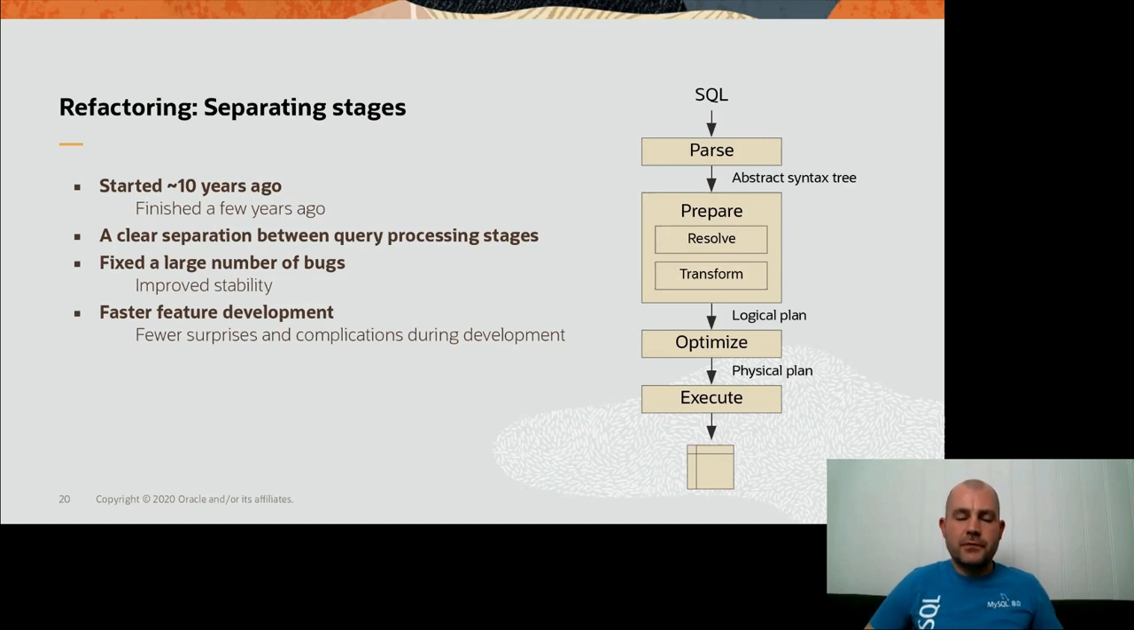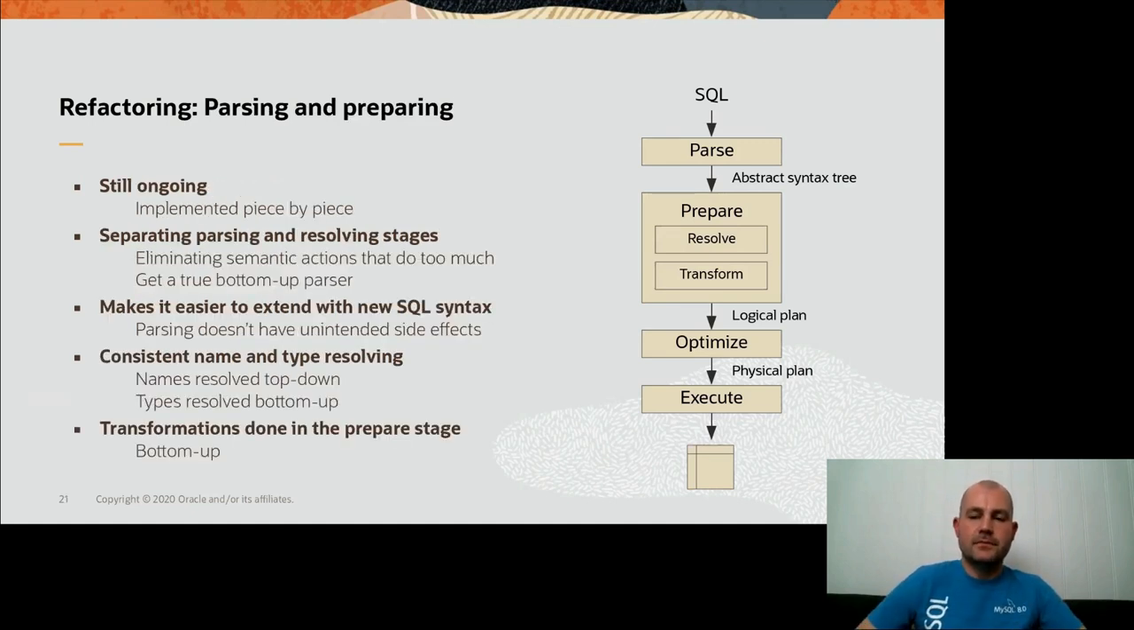So that was the first thing we did. And then we started looking at each stage. So the first thing was the parse stage. We're using Bison, which is normally supposed to do a bottom-up parsing. But we had so many semantic actions doing weird things that it wasn't really bottom-up.